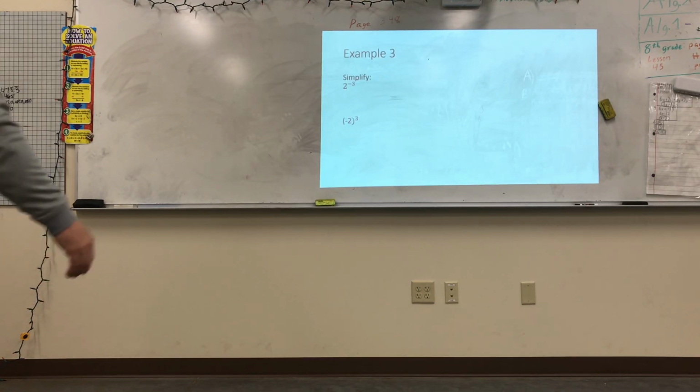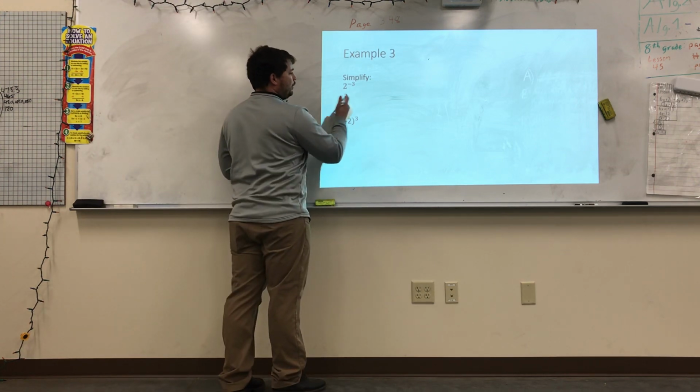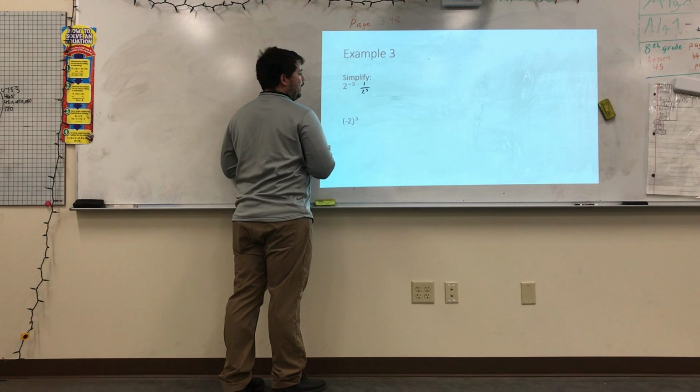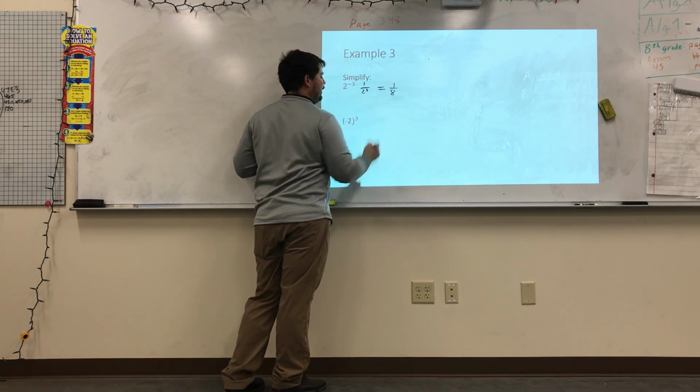Simplify each expression. First I want to get rid of this negative exponent. So I'm going to go 1 over 2 to the 3rd. Now, 2 to the 3rd is 2 times 2 times 2. That must be 8. So 1/8.